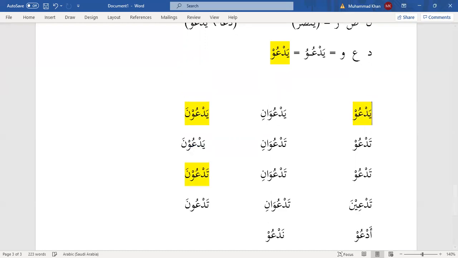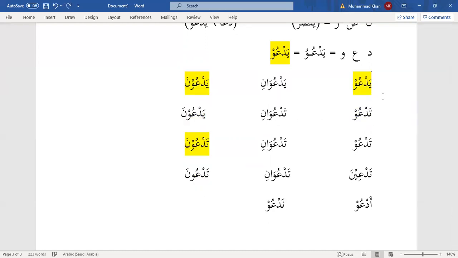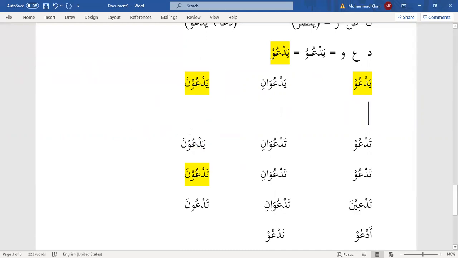Okay, I think I can type it for you so that it's easier for you to see and figure out what we are talking about. So here we have yad'una, and we have to look at the wazn, which is yansurna. So it will be equal. So that's why there is no need to make any change. Yansurna and yad'una, they are equal.